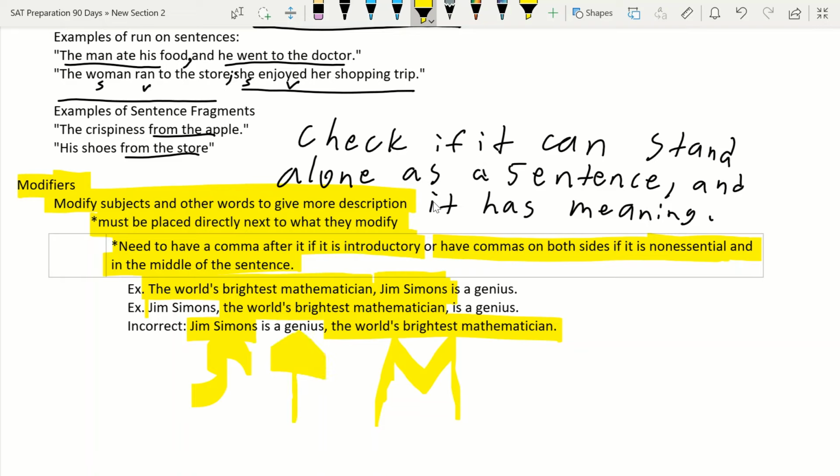I'm going to put this arrow here for that space. We see that it's not directly next to each other. The modifier has to be directly next to what it's modifying. So that would be incorrect, right? If we're going to fix it, we would say Jim Simons, comma, the world's brightest mathematician, comma, is a genius, or we could do the world's brightest mathematician, comma, Jim Simons is a genius. So that's the SAT writing section for today.